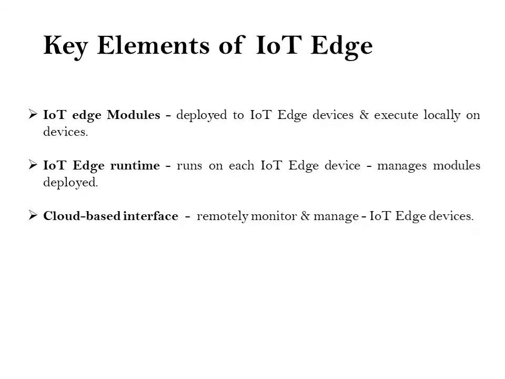In order to understand how IoT Edge works, it is important to look into the details of the three key elements. IoT Edge modules are deployed to IoT Edge devices and execute locally on those devices. These modules are containers that run services which may be third-party services or your own code. IoT Edge Runtime runs on each IoT Edge device and manages the modules deployed to each device. A cloud-based interface enables you to remotely monitor and manage the IoT Edge devices.